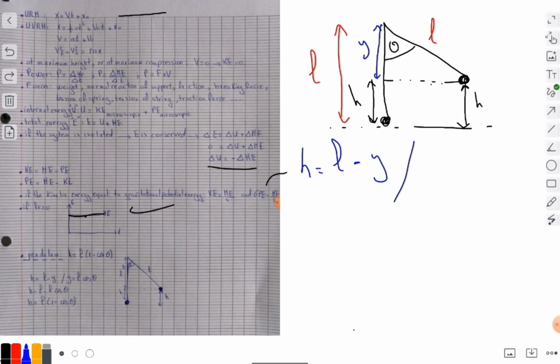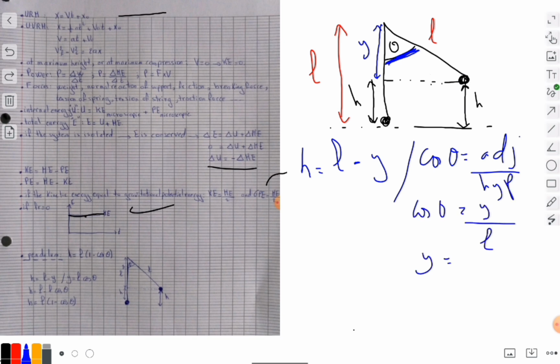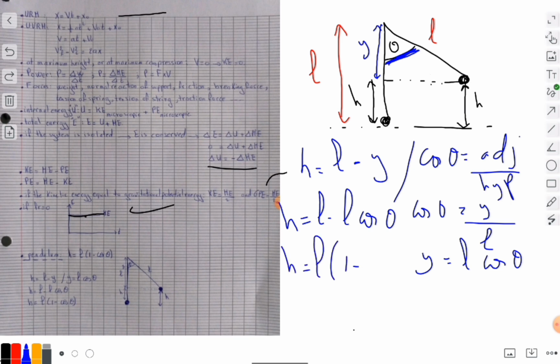In another case, Y is adjacent to theta. So by cosine theta equal adjacent over hypotenuse, cosine theta equal y over L. So y equal L cosine theta. So h equal L minus L cosine theta. Then we obtain h equal L parenthesis 1 minus cosine theta.